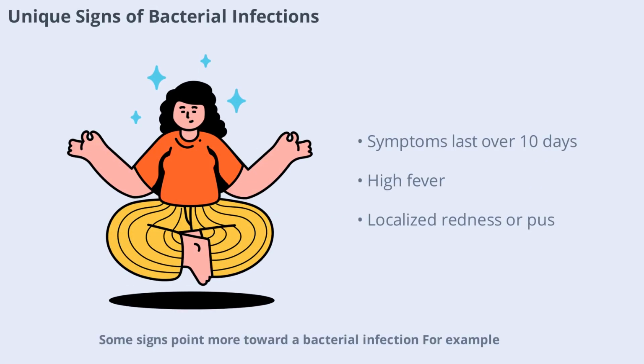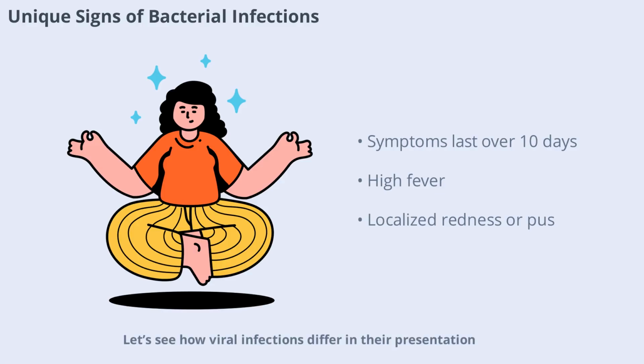Some signs point more toward a bacterial infection. For example, if your symptoms last longer than 10 days, worsen after initial improvement, or include a high fever, it could be bacterial. Pus, localized redness, or swelling are also clues. Strep throat, for instance, often causes severe throat pain and white patches. These details help doctors decide if antibiotics are needed.